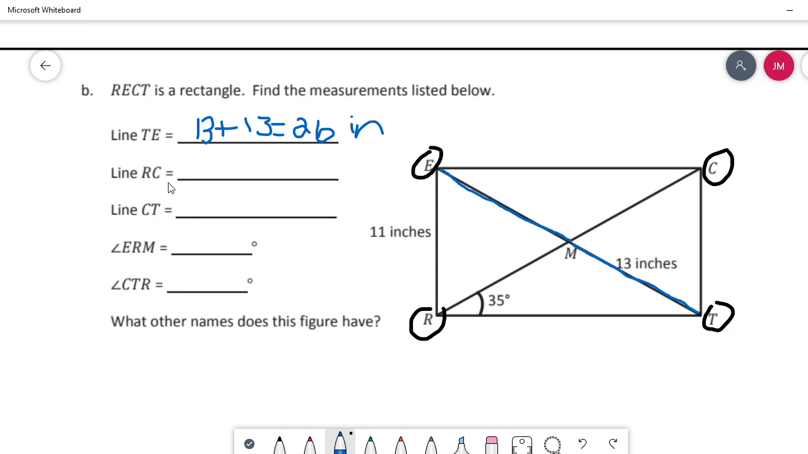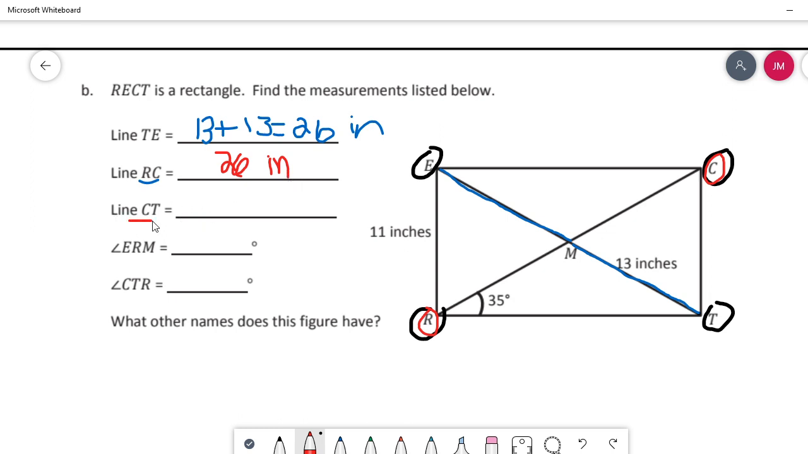All right, now let's look at the segment RC. So here is R, and here is C. Oh, look at that. It's the same line. So if you pay attention to this blue line, this diagonal that goes from bottom left to top right, it is the same as RC. So the answer should be 26 right here too. So it should be simple, right? Because they are identical lines.